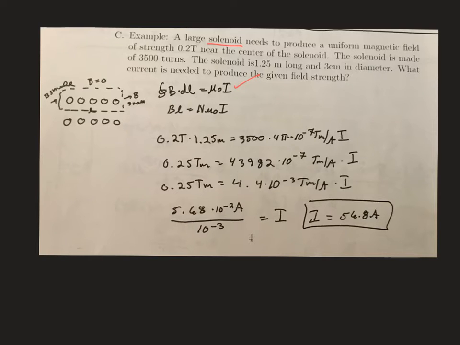This actually is a little bit different than the current carrying loop that we discussed in the previous section. Current carrying loops tend to have a larger diameter compared to their length, and that's going to affect how the magnetic field is distributed compared to a solenoid, which tends to have a smaller diameter and be longer in length compared to its diameter. So we're going to see when we apply Ampere's law to this solenoid that it's going to have a slightly different equation because of that.